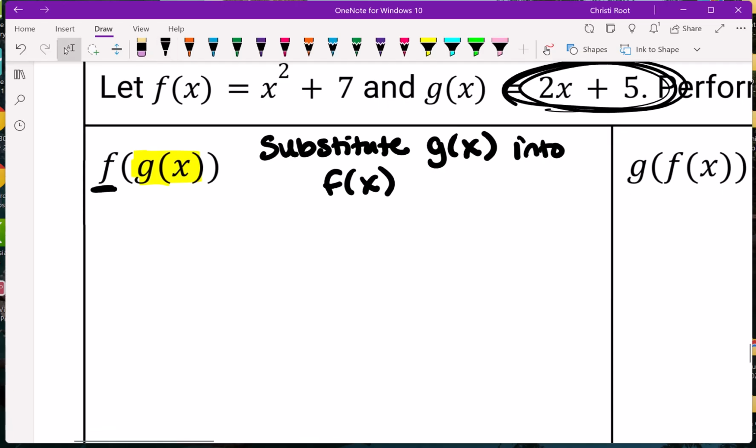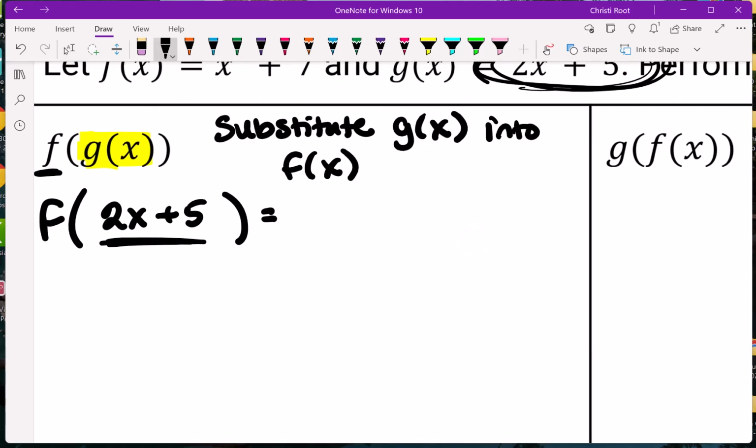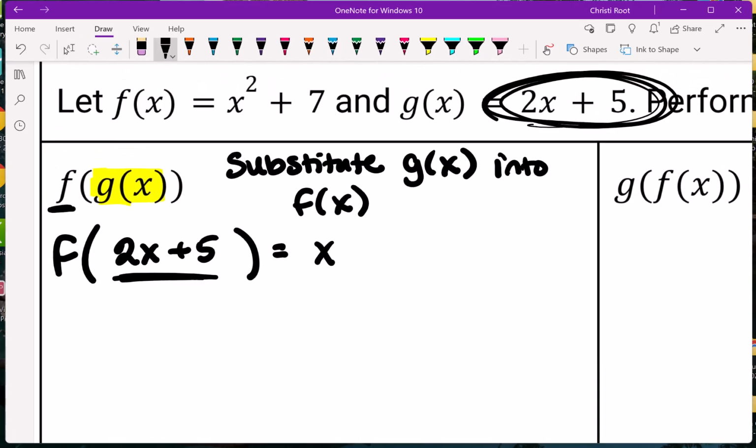So the easiest, quickest way to do it is you're going to just put an F and then make big parentheses, because it has to be big since you're not just plugging in a number. You're going to plug in the function. So the G function is 2x plus 5. Your F function is x squared plus 7, correct? You have to substitute 2x plus 5 into that x.